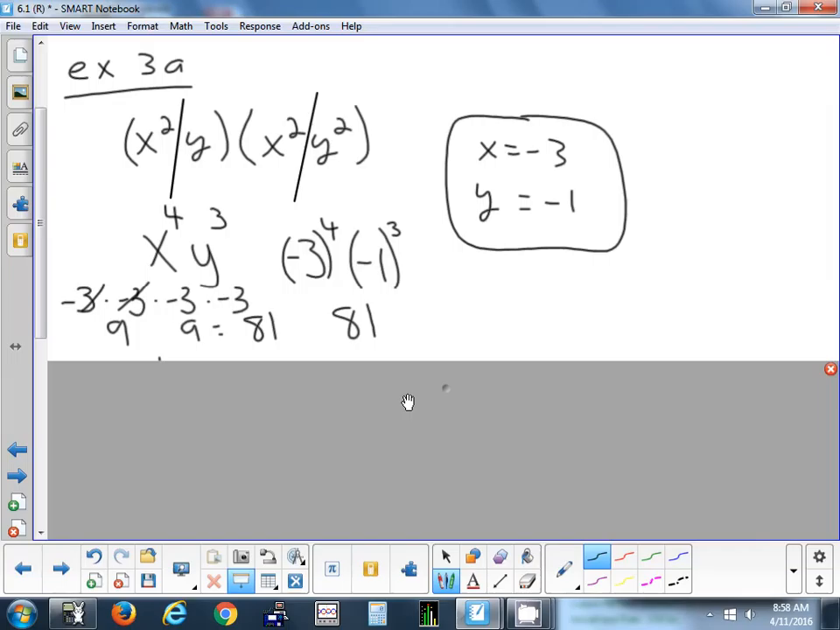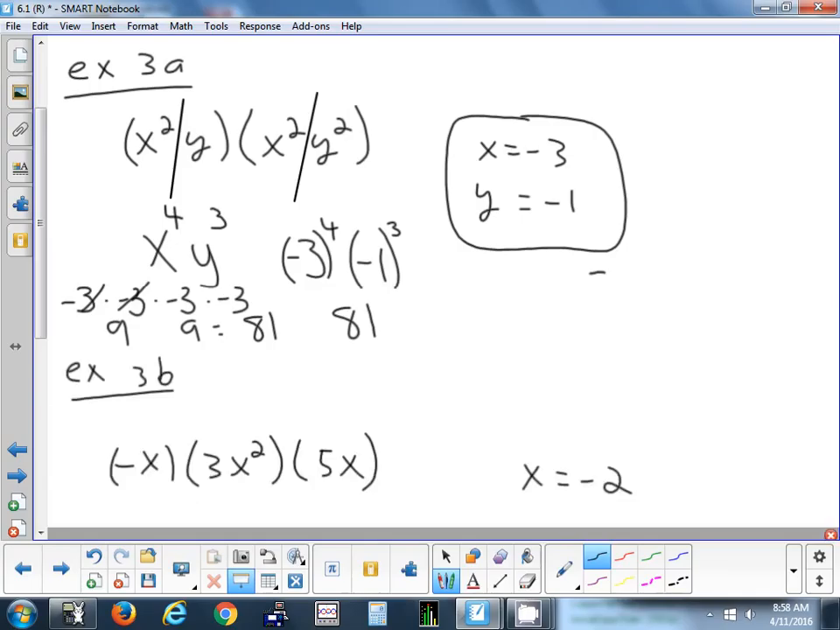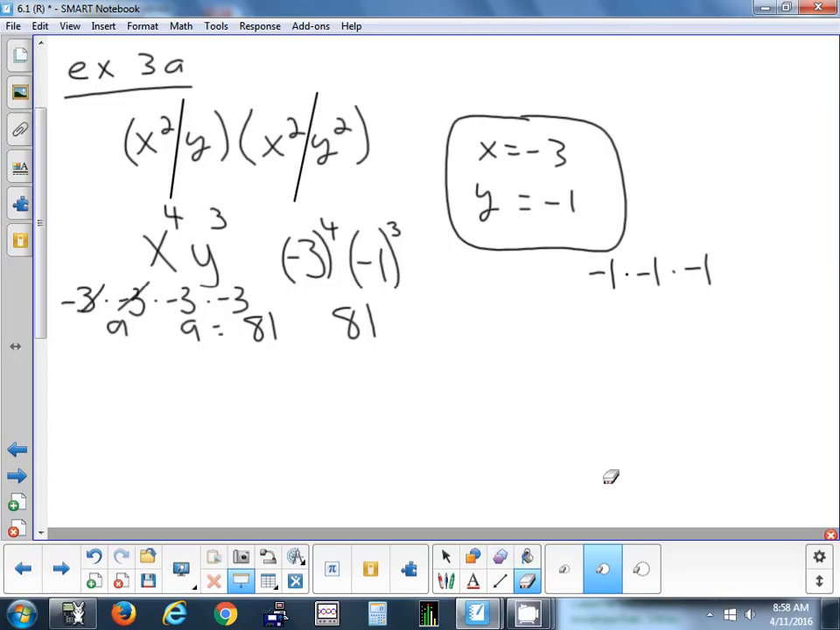Now, -1 to the 3rd power is -1 times -1 times -1. -1 times -1 is positive 1, times, I still got that -1 hanging out. It'll give me -1. So now I got 81 times -1. It's going to equal -81.